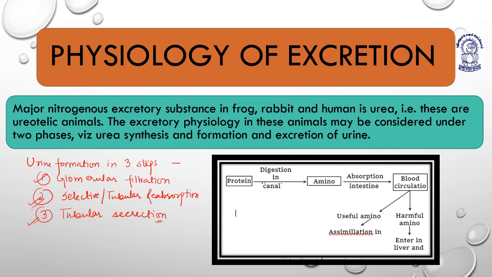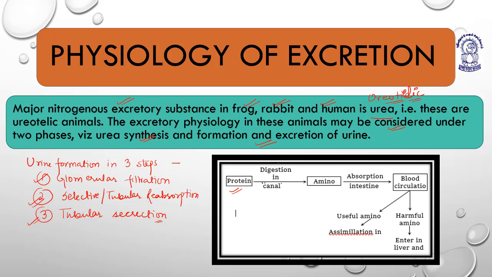Now, before this, the major nitrogenous excretory substance in frog, rabbit and human is urea. We all are ureotelic organisms. The excretory physiology in these animals may be considered under two phases. One is the formation of urea. We have already discussed the ornithine cycle, Krebs-Henseleit cycle, and the formation and excretion of urine.